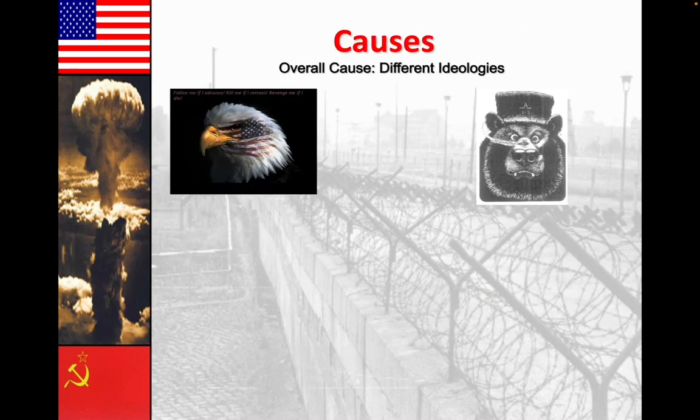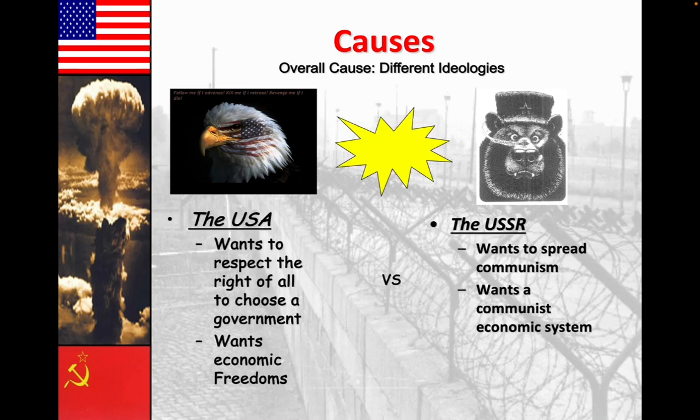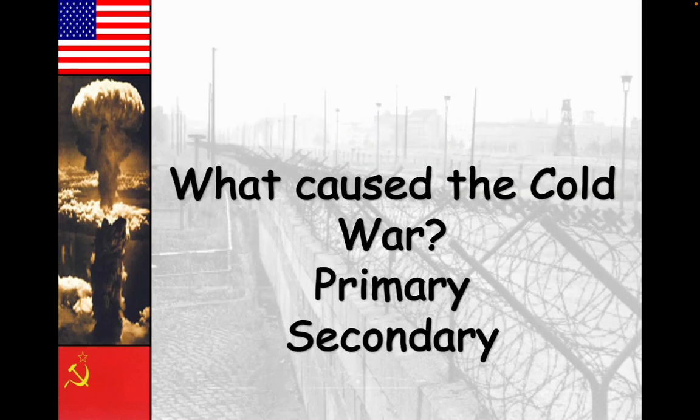So overall, when we talk about the different ideologies, the US wants to respect the right of those to choose the government and wants economic freedoms. The USSR wants to spread communism and wants a communist economic system.